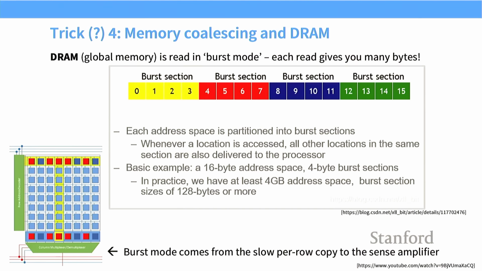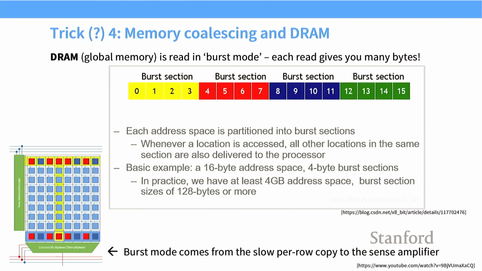So let's say I went on and tried to read the very first value of this big memory block, right? Instead of the memory just giving me back 0, it would actually give me back 0, 1, 2, 3, right? It would give me back 4 values at once. It would be like, here you go, I'm sure you'll need the 1, 2, and 3 too in the future. And so each address space is cut up into what are called burst sections, and then you're given the entire burst section rather than just what you looked for.